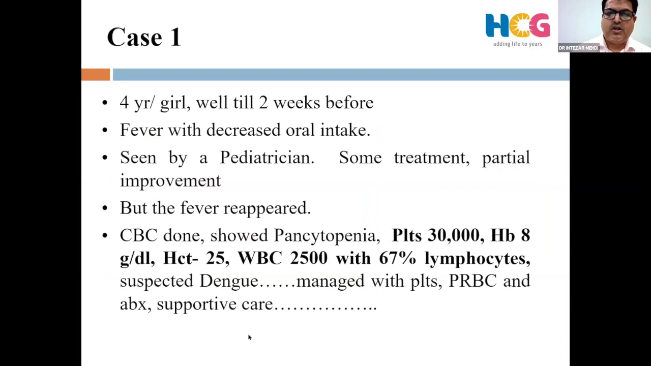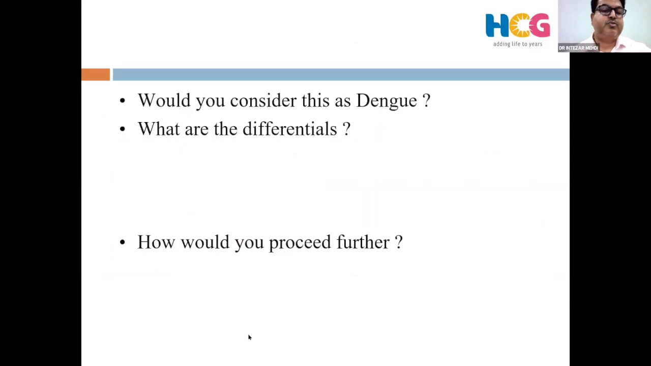This was a 4-year-old girl who presented to us about 5, 6 years ago. She was well till about 2 weeks before, then had some fever with decreased oral intake. She was seen by a pediatrician and some treatment was given. There was partial improvement, then the fever reappeared. CBC was done, which showed platelets of 30,000, hemoglobin 8, WBC 2,500, with 67% lymphocytes. It was suspected as dengue, and managed with platelets, PRBC, antibiotics, and support.